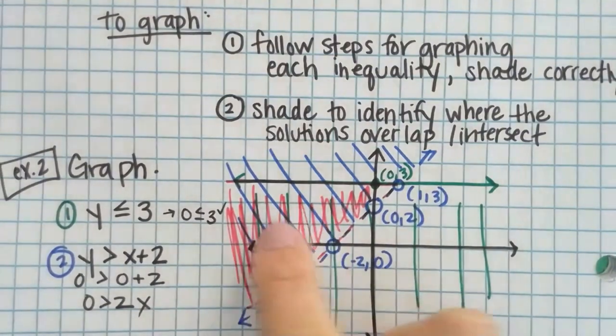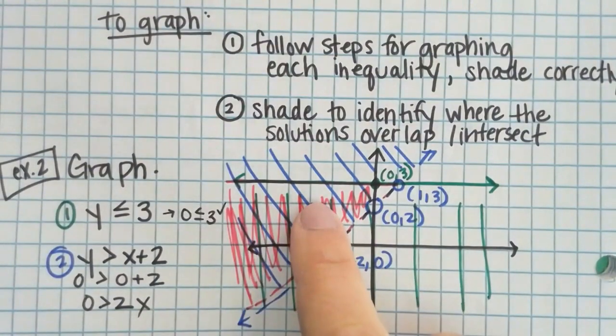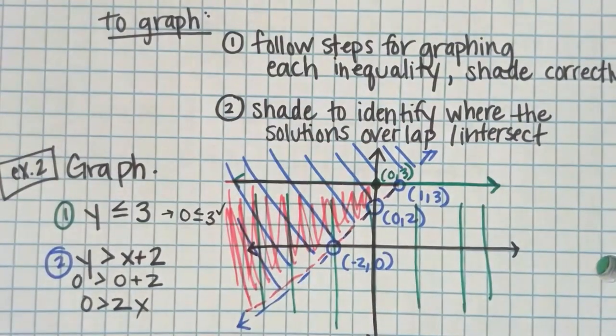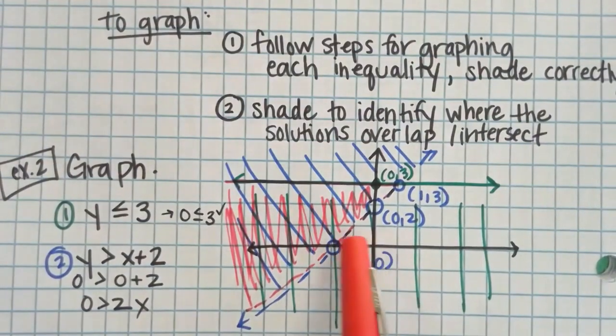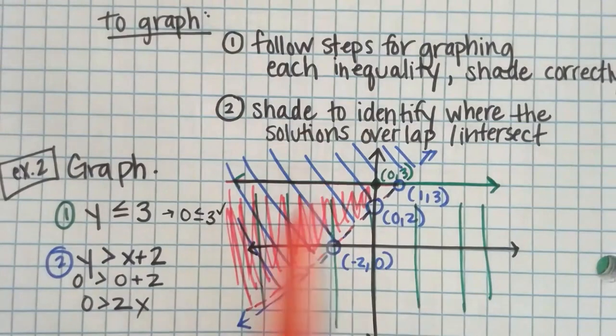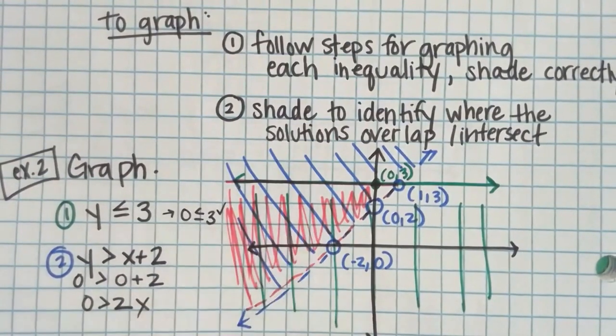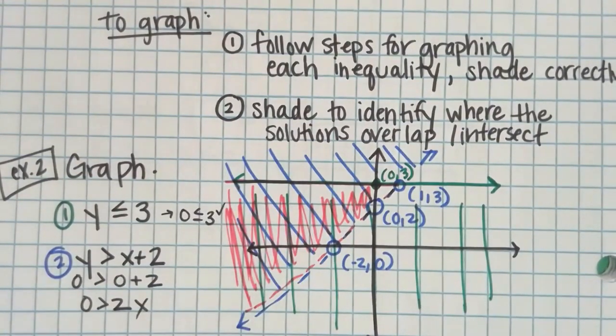Any ordered pair, so yes, like negative 3, 3 would be a solution because it would fall on that line, so that would work. Any ordered pair that falls in this red area is going to end up being a solution because it will be true when we would plug it into both equations or inequalities. Okay?